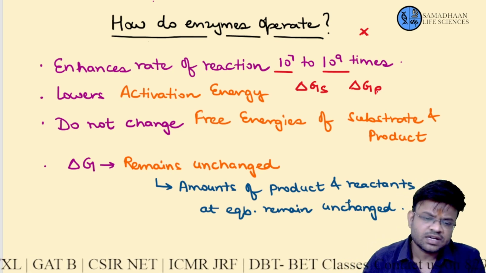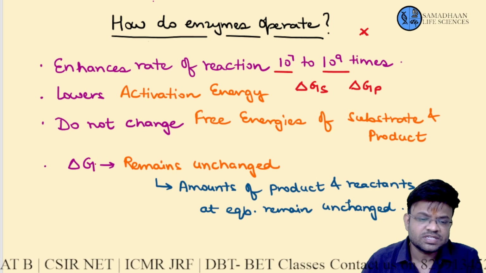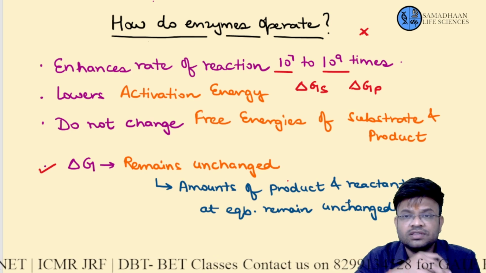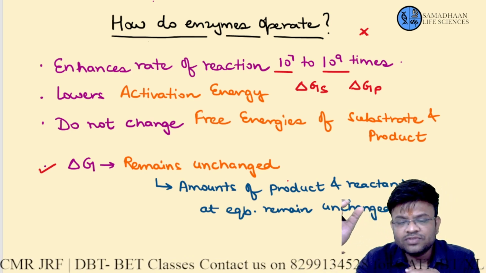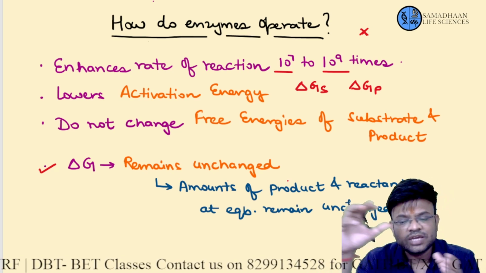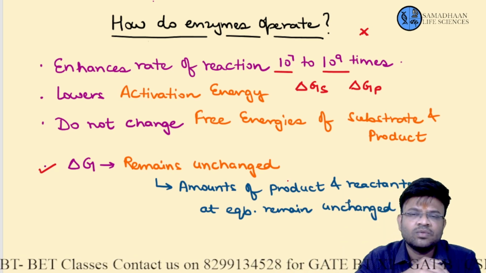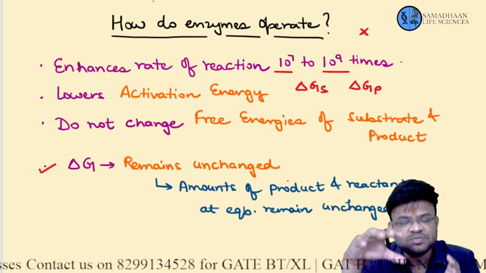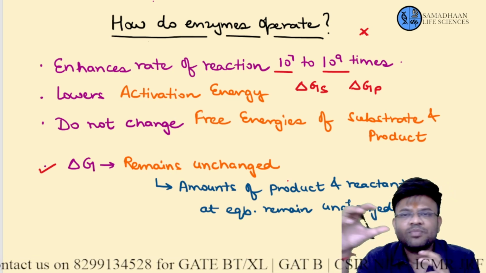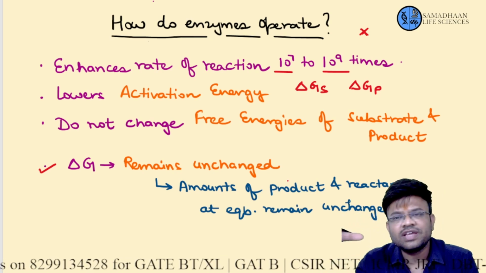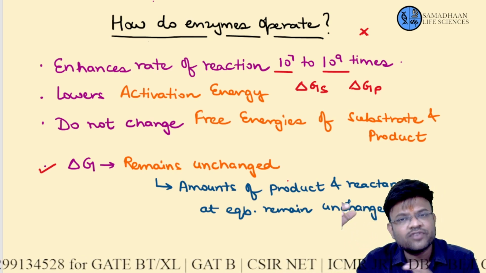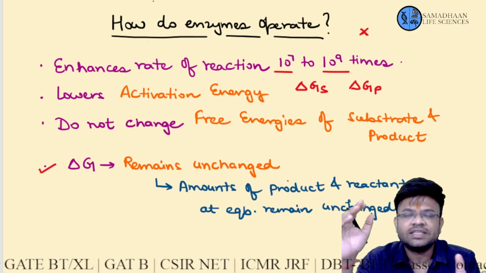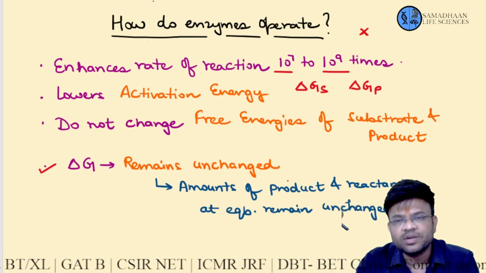Next, this is the same thing that I have written in the previous point. That means delta G remains unchanged, and since delta G remains unchanged, the concentration or the amount of the product and the reactant at equilibrium remains unchanged. What does this mean? Suppose the equilibrium of the reaction has been reached, then whatever concentration of product or reactant was present at equilibrium will not be changed by the enzyme activity. The concentrations will remain the same.